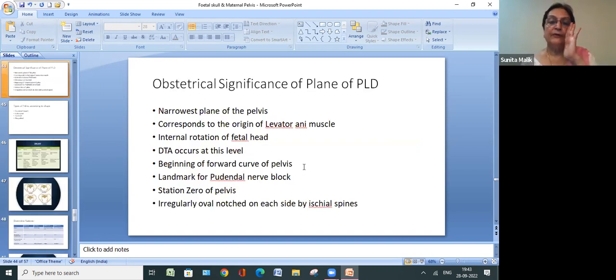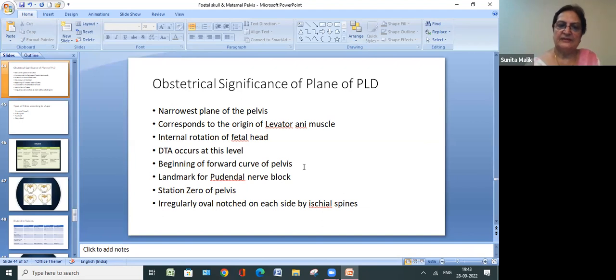The significance of this plane of least dimension is that it is the narrowest plane of the pelvis. It corresponds to the origin of the levator ani muscle. Because of these muscles, the internal rotation of the fetal head occurs at the ischial spines. If deep transverse arrest occurs, it also occurs at the level of this least pelvic dimension. It is also the beginning of the forward curve of the pelvis. It's also a landmark for pudendal nerve block. We feel for the ischial spine, and the nerve crosses across it, and then we put a block there.